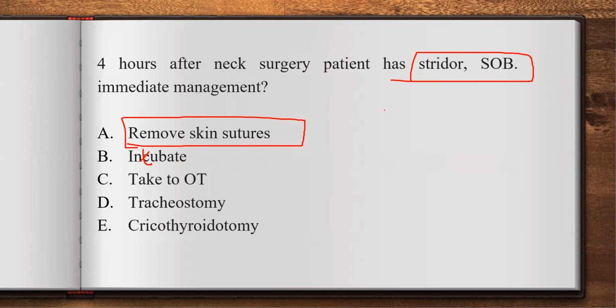Now, tracheostomy or cricothyroidotomy will be an option if you see that after removing the skin suture at the bedside, the patient is still worsening. The patient should improve when you remove the skin suture. Rather than that, if the patient is worsening, getting hypoxic, respiratory rate is increasing, more stridor, that patient will need immediate tracheostomy or cricothyroidotomy. But most patients, when you remove the skin suture, will feel better and you don't need to do that.